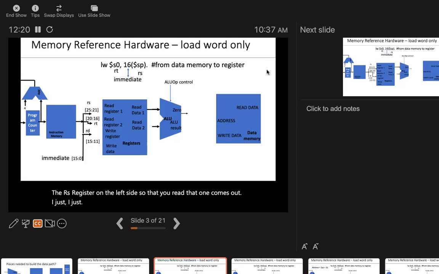It's not quite done yet. The arrow is not all the way to read register one. Okay, so the RS value will come out. What about the second operand of the ALU? It's going to be the immediate data, right, with the tiny line. That address.